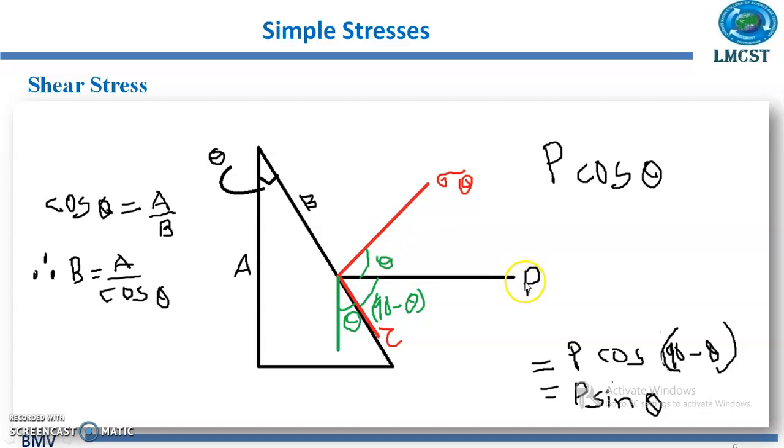Now we can take this force and resolve it along this direction. So the force acting along this direction is equal to P into cos theta. That is written here, P into cos theta. The force acting along this line, you can resolve it in this direction, that is P into cos 90 minus theta. That is written here, which is equal to P sin theta. So the force acting along the tangential direction is equal to P sin theta, and along the vertical direction is equal to P cos theta.